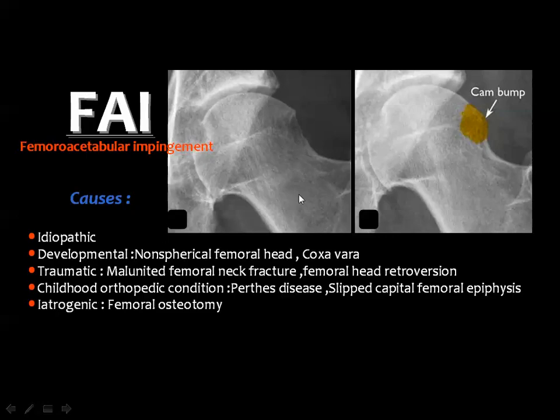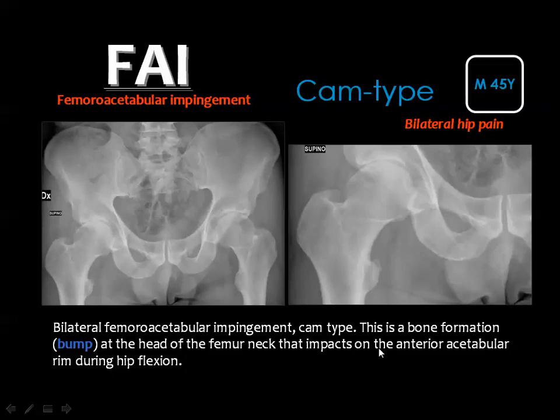The causes, as you heard, are usually idiopathic, maybe developmental, maybe the sequelae of trauma, maybe the sequelae of diseases in the hip like Perthes disease or slipped capital femoral epiphysis, and sometimes it may be iatrogenic in origin. Then if you look carefully here, you can see that there is a bony protrusion located at the junction of the head and neck of the femur along the superior aspect. And this condition may be bilateral, where you get a bump here and another one on the right side.